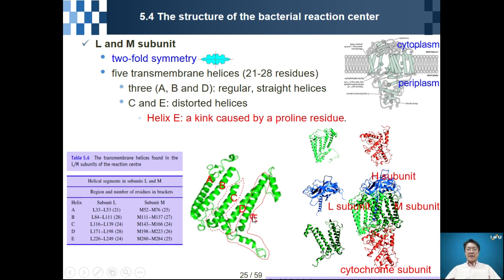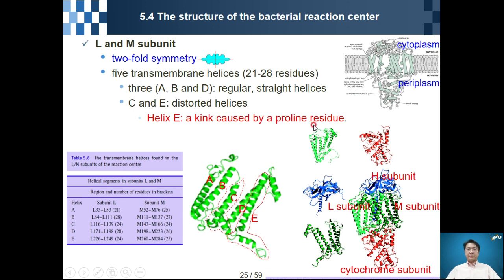Especially helix E has a kink around here. There is a proline residue located here, and the kink in helix E is caused by this proline residue. So helices C and E are the distorted helices. Especially in helix E, there is a kink region caused by a proline residue.